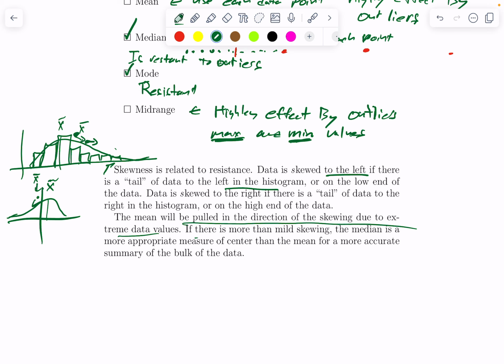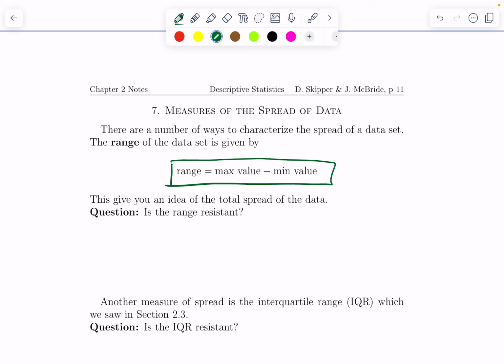Now what I want to talk about are measures of spread of the data. All right, so we're going to talk about at least 3 ways of measuring the spread. Okay, so one way of measuring the spread is just the range of the data. And as you can see here, it's going to be the max value minus the min value, and that's the range. So the mid-range gave you what was in the middle of that. This gives you the distance between them. This gives you an idea of the total spread of the data.